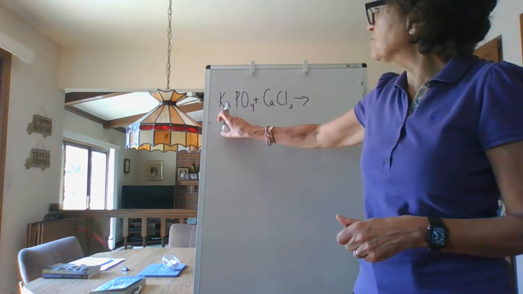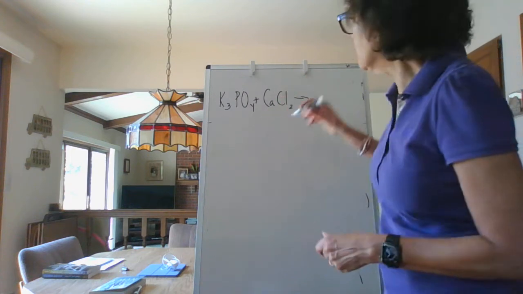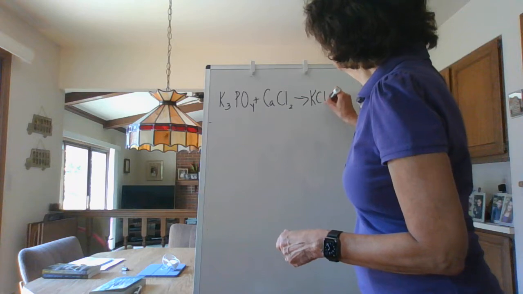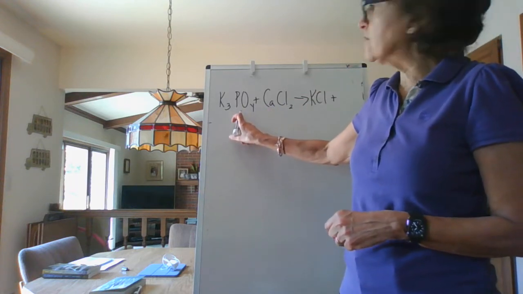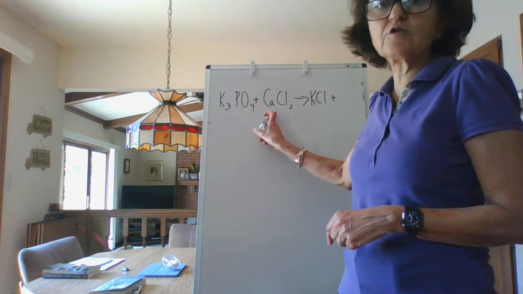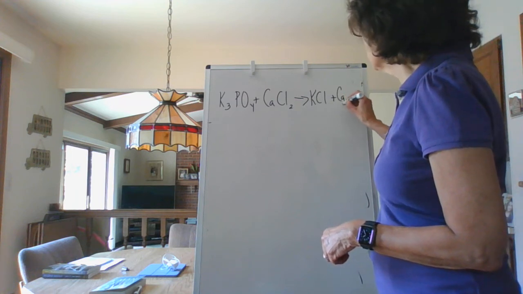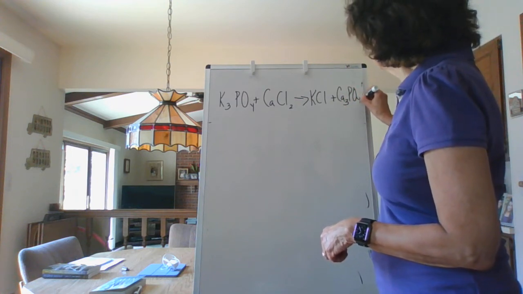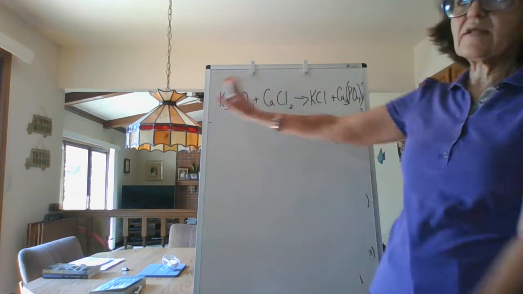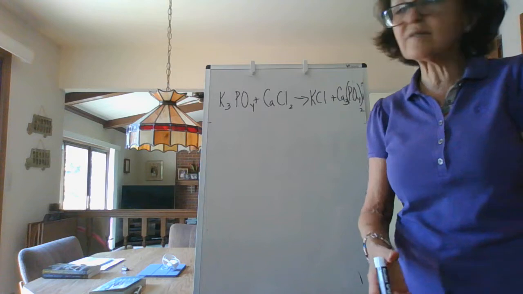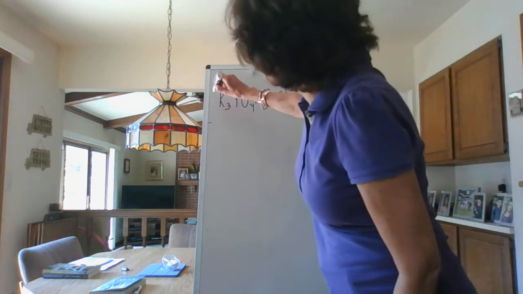All right, potassium's +1, chloride is -1. They come together, KCl. Cation is calcium. Phosphate is the anion. Calcium's +2, phosphate's -3. So Ca3(PO4)2. Okay, so that is the equation. We now have to balance it. I've got 2 phosphates over here. Let me put a 2 over here.